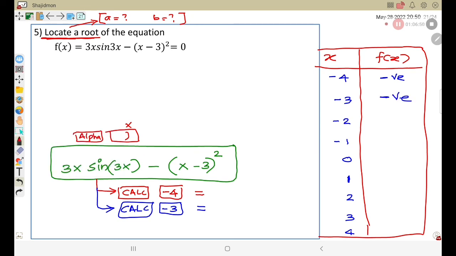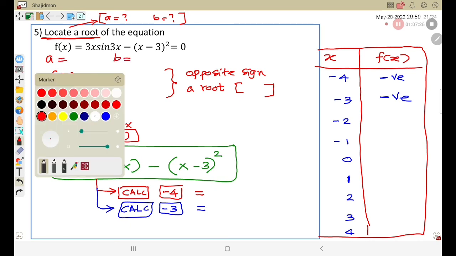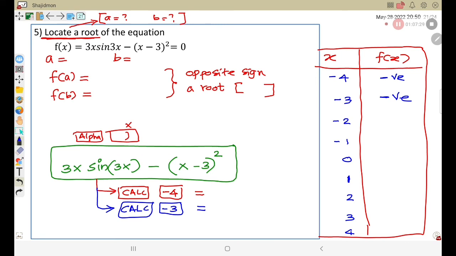So if we take a as minus 4 and b as minus 3, both signs are negative. We studied how to find the location: when you calculate f of a and f of b, they should have opposite signs, correct? We need to get opposite signs, then only a root comes in between the numbers a and b. So we can take only such numbers as a and b. Here, minus 4 and minus 3 have the same sign, so we cannot take those two numbers.